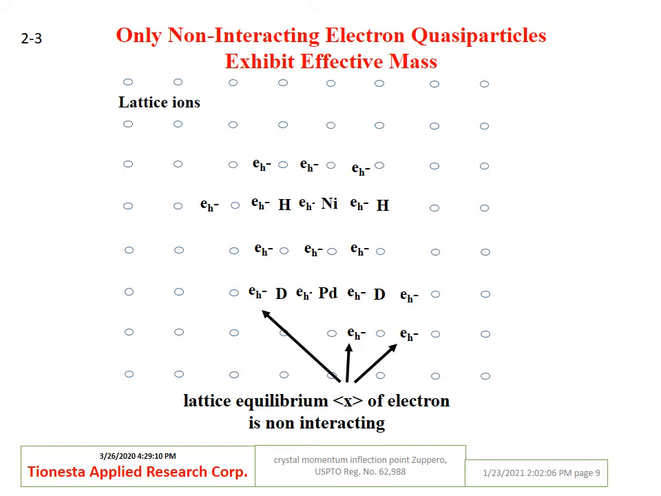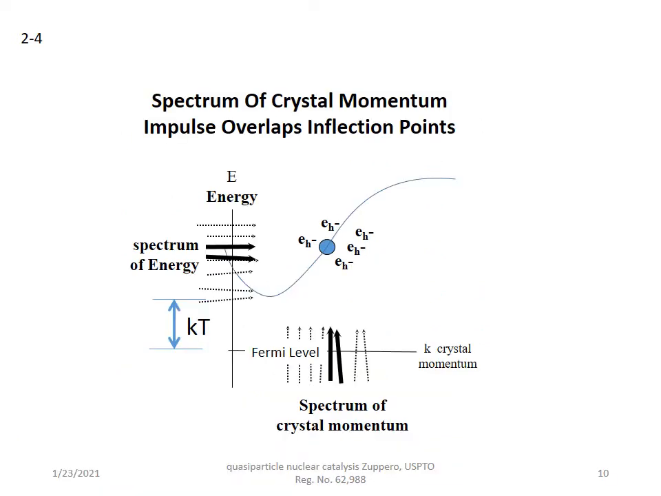So how can a non-interacting thing be a catalyst? A crystal momentum impulse has spectral components, some of which can overlap inflection points. You hope a crystallite has inflection points near the Fermi level, so the electrons don't also need extra energy.